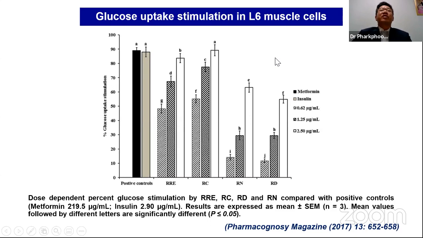And for increased glucose uptake in the muscle cell, compared with the positive controls metformin and insulin, metformin and insulin can increase the percent glucose uptake to almost 90%. When we see linacantin-rich extract at the higher concentration of 2.5 micrograms per milliliter, it also gives almost the same as metformin and insulin, and also linacantin C. Linacantin C gives the same activity as the positive control. But linacantin-rich extract is a bit lower than both linacantin C and the positive control. But you will see that the activity is better than linacantin N and linacantin D.